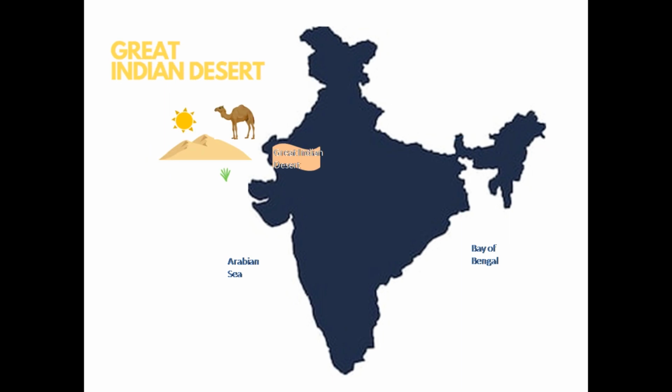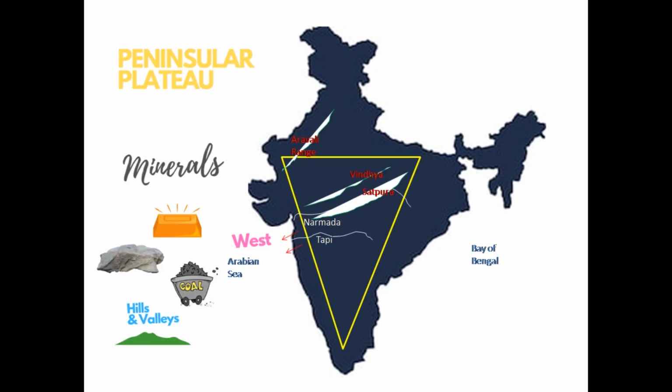Next comes the Great Indian Desert. It is too hot and has lengthy stretches of land, and vegetation is very scarce. To the south of the northern plains comes the Peninsular Plateau, and it is triangular in shape. It is rich in minerals and has high mountain ranges and valleys. One of the oldest ranges is the Aravalli Range. Then come the Vindhya and Satpura Ranges. Rivers Narmada and Tapi flow from them, and these are west flowing rivers and they finally drain into the Arabian Sea.